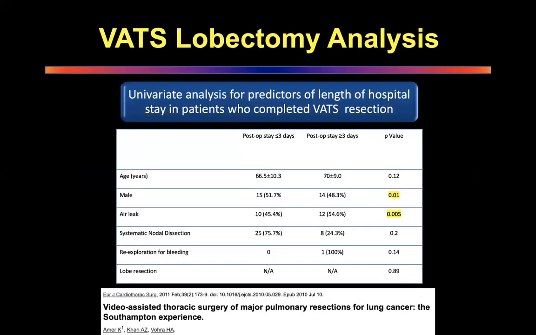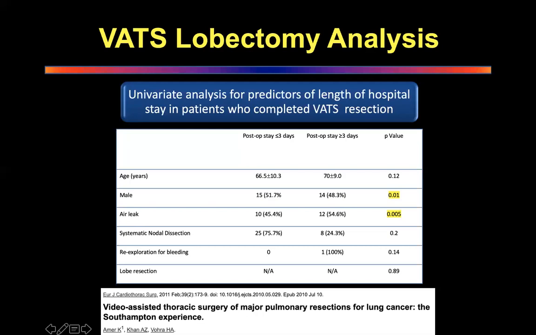We did an analysis of our lobectomy data, which we published, Khalid and me. When we did the univariate analysis for predictors of length of hospital stay, the one factor which came very strongly was air leak, straight away. So this was a very strong statistical analysis, and we clearly found that in our VATS lobectomy groups, our results were getting skewed because there was air leak.